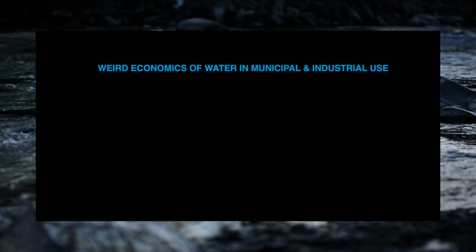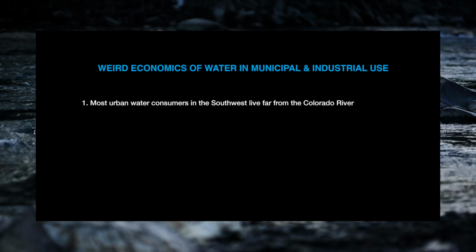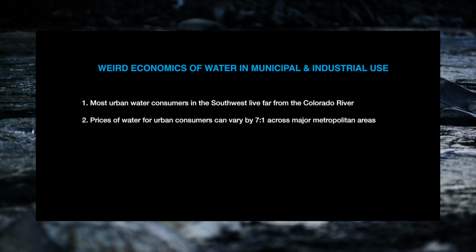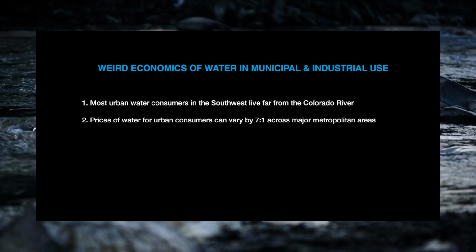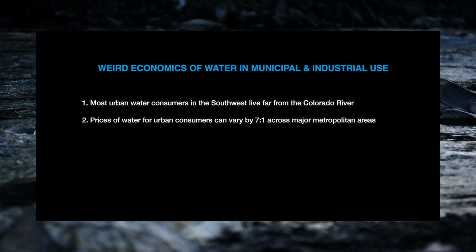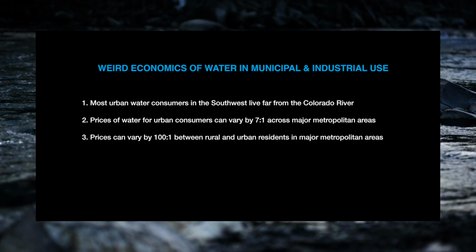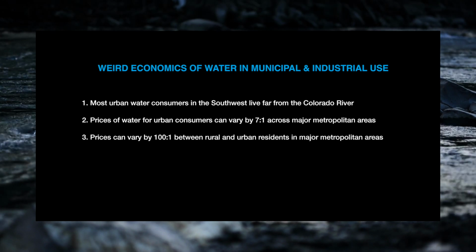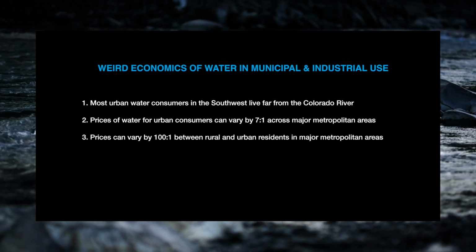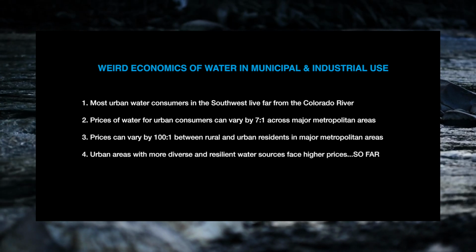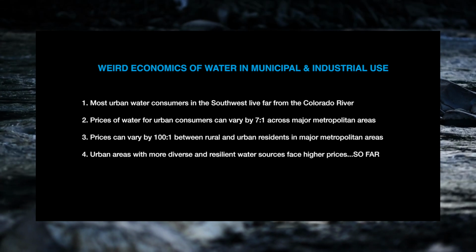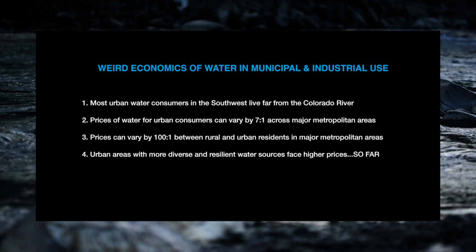So to review, we have 5 observations. First, most urban water consumers in the Southwest live far from the Colorado River. Second, prices of water for urban consumers can vary by 7 to 1 across the major metropolitan areas, and they break up into these 2 tiers. 3, prices can vary by more than 100 to 1 between rural city residents and those who live in large metropolitan areas that may not be far away, at least as the crow flies. And then 4, more diverse sources of water and therefore more resilient supplies actually tend to mean higher prices so far or for now, and this could change in the years ahead.